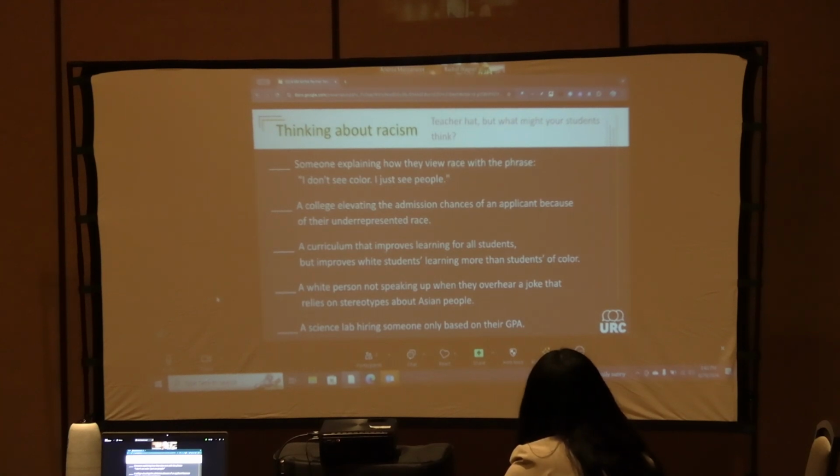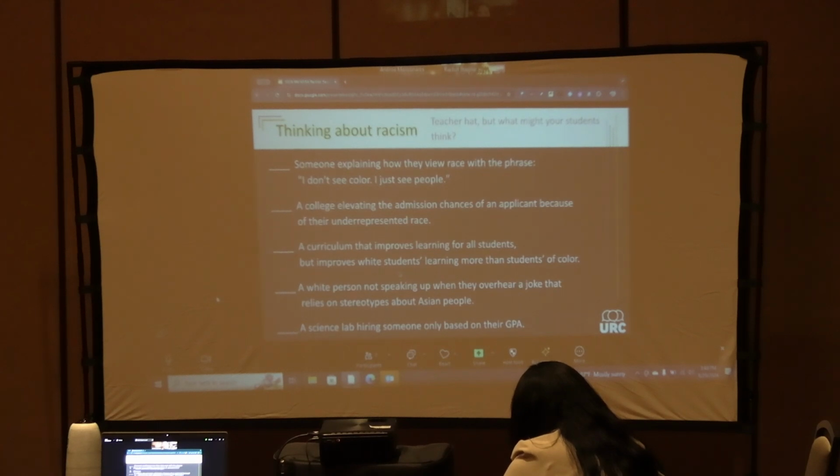So statements like: someone explaining how they view race with the phrase, "I don't see color, I just see people." A college elevating the admission chances of an applicant because of their underrepresented race. A curriculum that improves learning for all students, but improves white students' learning more than students of color. A white person not speaking up when they overhear a joke that relies on stereotypes about Asian people. And lastly, a science lab hiring someone who has a big GPA. So you can probably think how students would respond to these. You can also, of course, think about how you would respond.